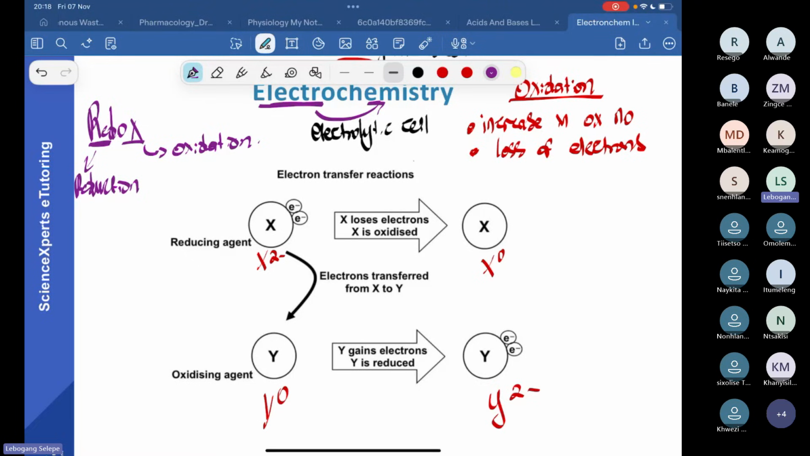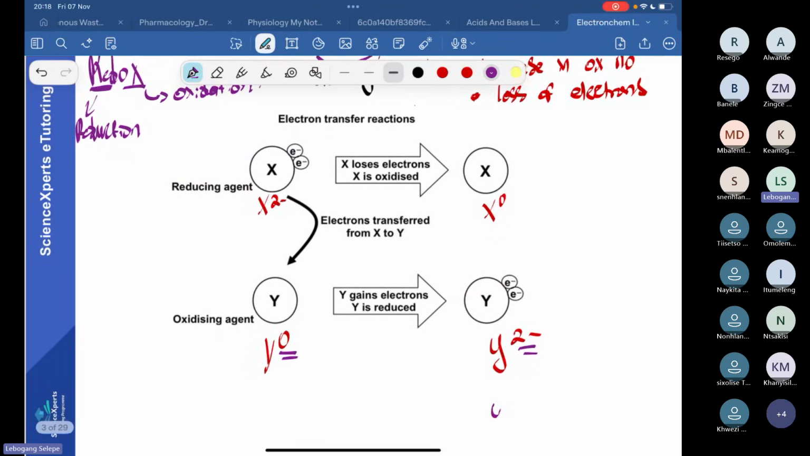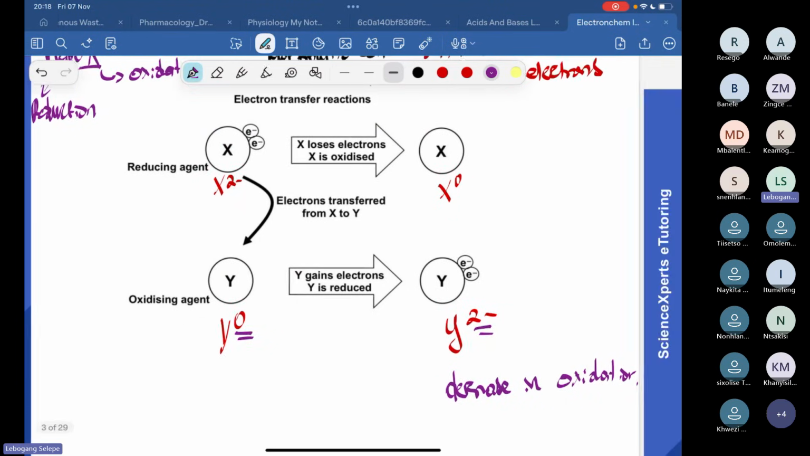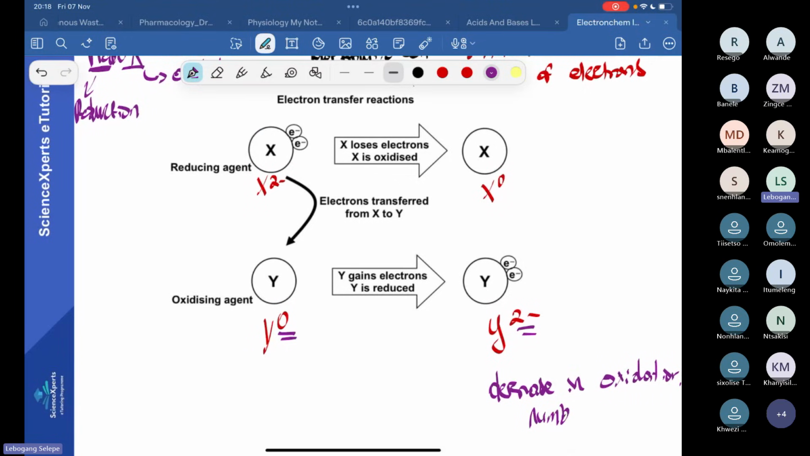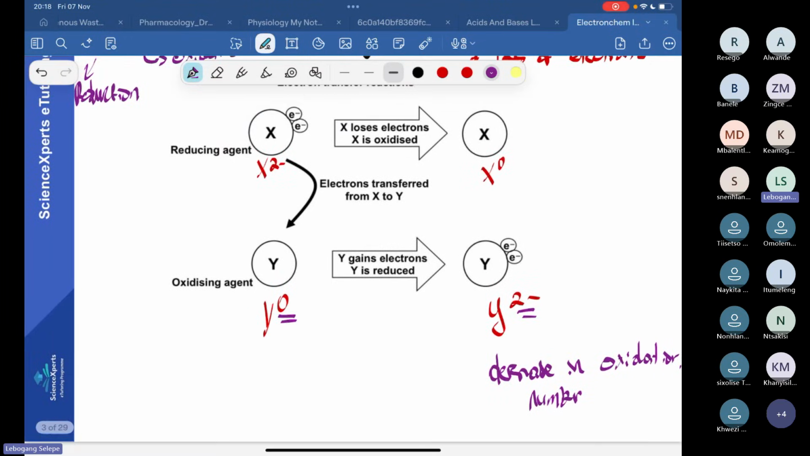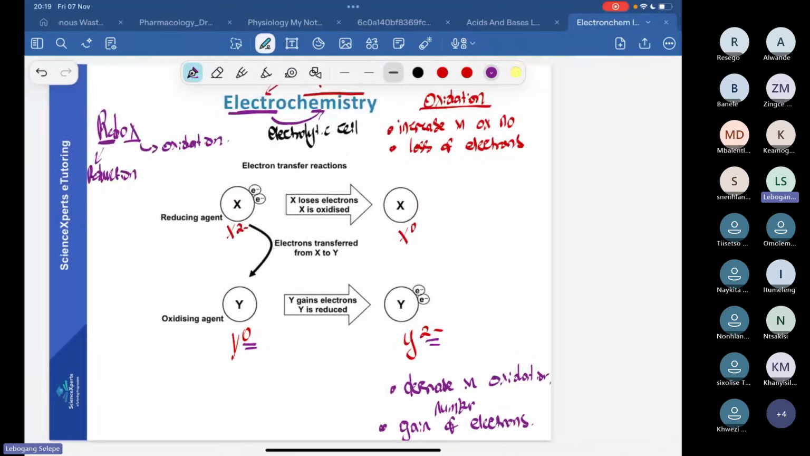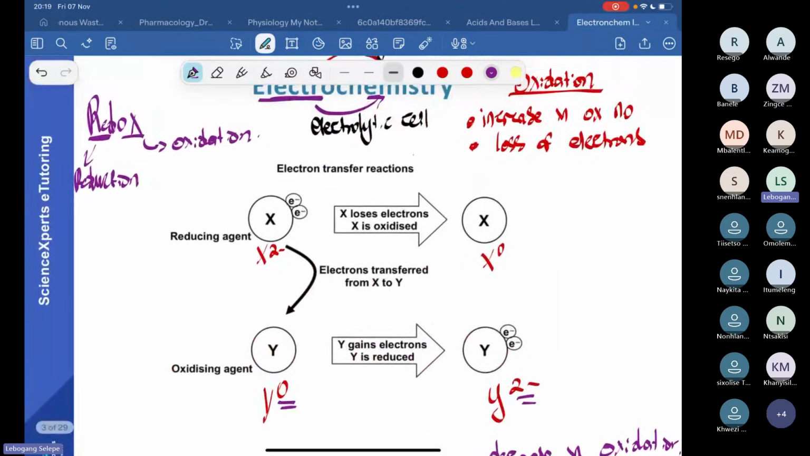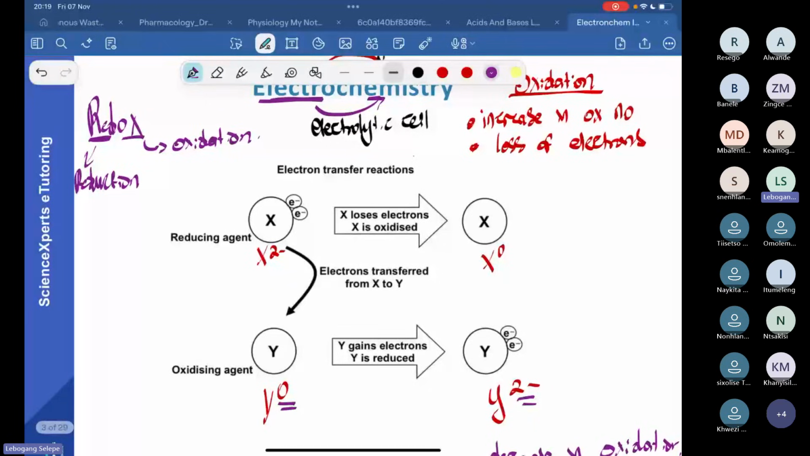So this oxidation number changed from a 0 to a -2. Here we can see a decrease in oxidation number. We call it reduction, or a gain of electrons. Does this make sense, guys? This is just a revision from grade 10 and 11. Yeah? So now let's move on.